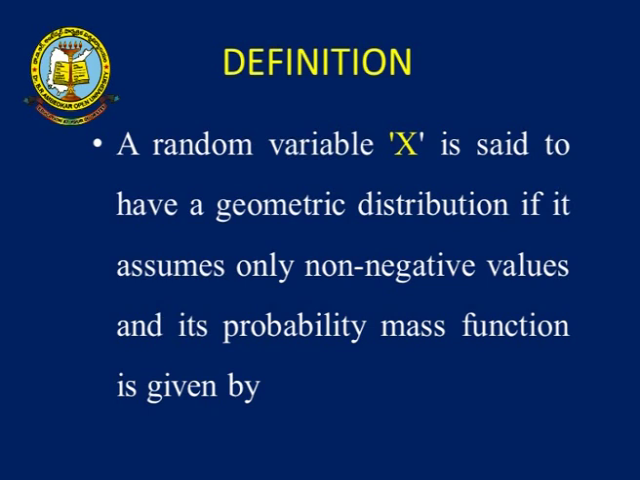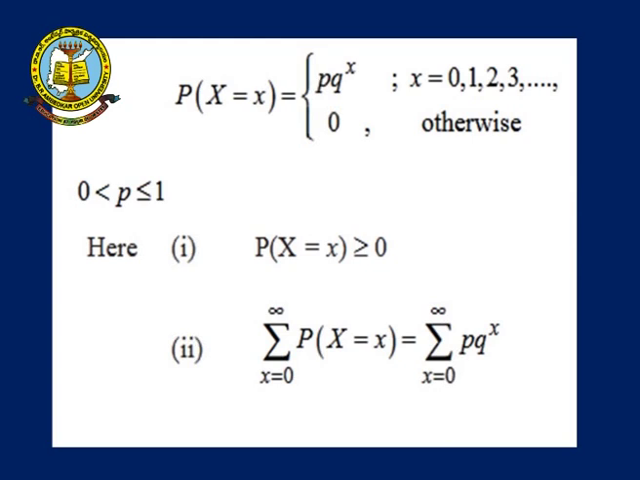A random variable X is said to have a geometric distribution if it assumes only non-negative values, and its probability mass function PMF is given by the formula P of capital X equal to x is P into Q power x, x equal to 0, 1, 2, 3 and so on, and 0 otherwise. The condition is 0 less than P less than or equal to 1.